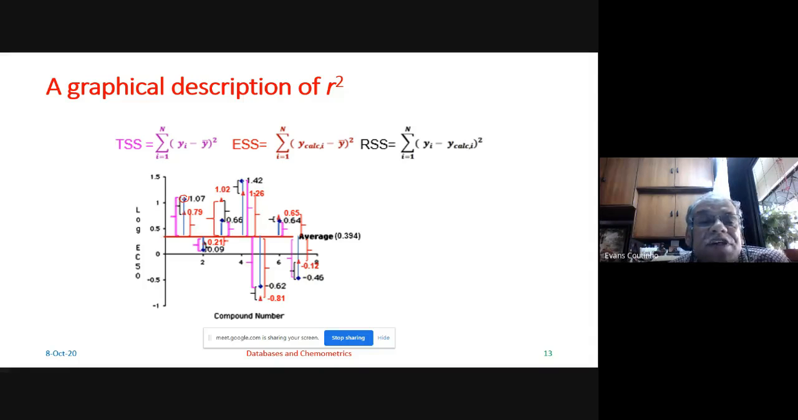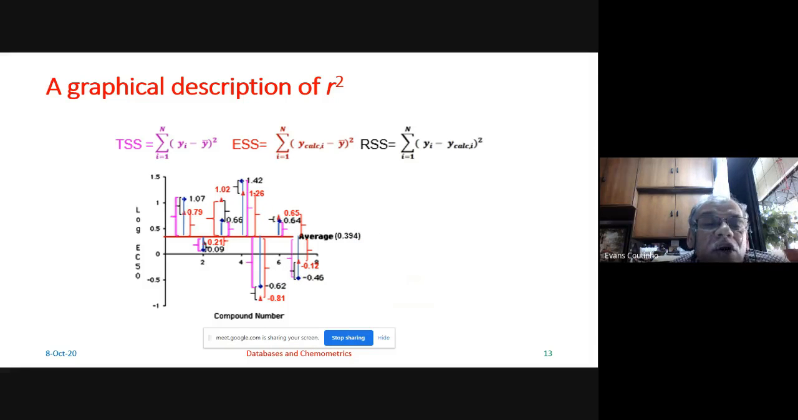If I take the average of these, 1.07 minus 0.09 plus 0.66 plus 1.42 plus the rest, this is the average activity of the 7 compounds. The average activity of the 7 compounds is 0.394. Okay, so that is important. Y bar, as you see in those equations, is basically your average activity of the molecules inside my data set. Let me clear all these writings now.